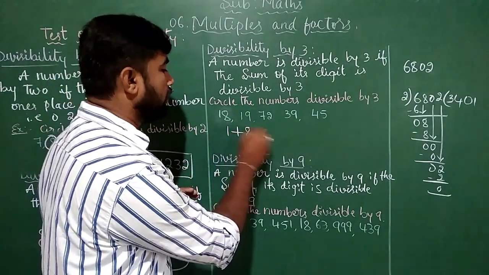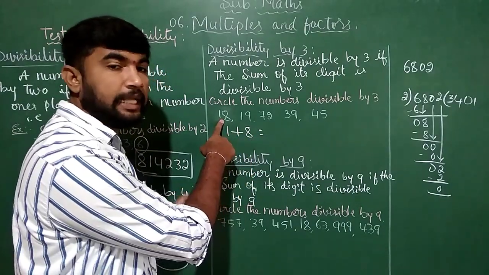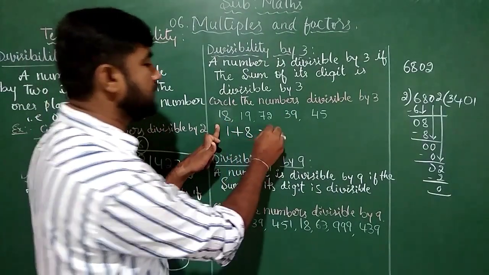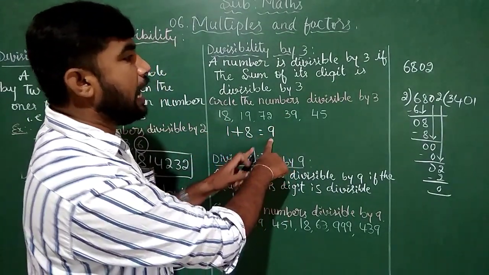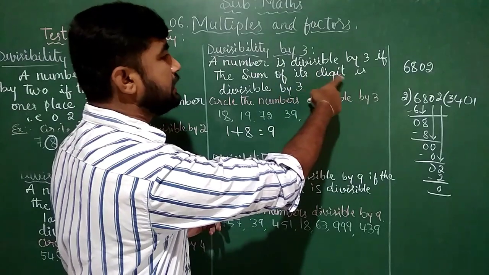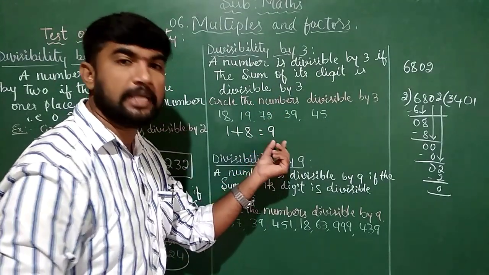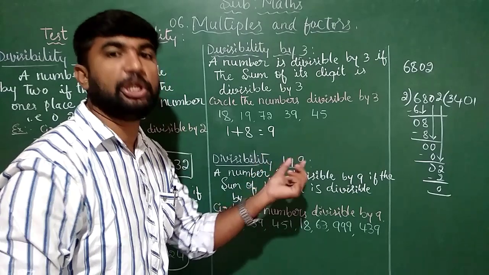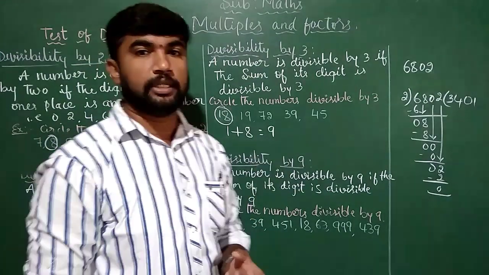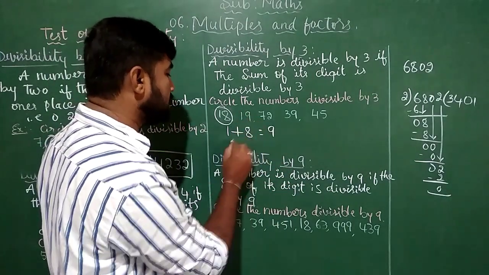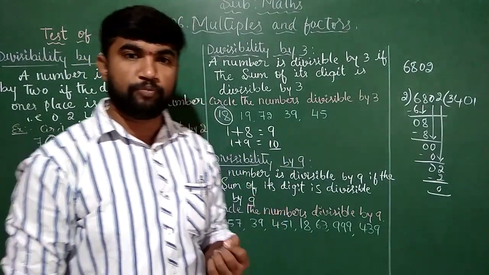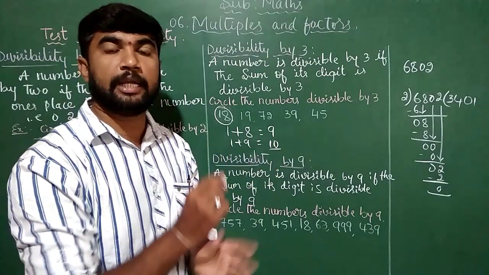For example, I will take 18. Why 1 plus 8? Because 18 is the number, and we want to check the sum of its digits. 1 plus 8 is 9. Afterwards, what do we do? The number is divisible by 3 if the sum of its digits is divisible by 3. Is 9 divisible by 3? Yes, 3 threes are 9. So 18 is divisible by 3. Next, 19 means 1 plus 9, equal to 10. Is 10 exactly divisible by 3? No. So 19 is not divisible by 3.